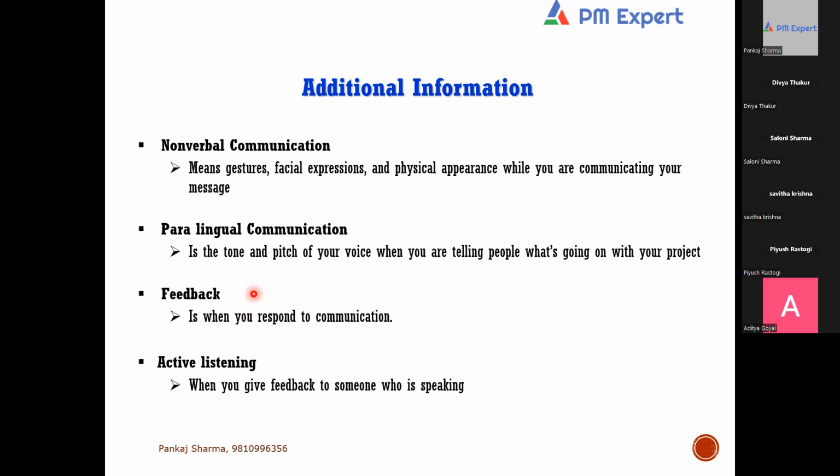Now, so where are we? Feedback, yes. Feedback here is in the context of paraphrasing. When you communicate, and somebody is communicating something to you, it is always good to rephrase the message back, just to ensure that your understanding of the message is correct. This is also called effective listening.